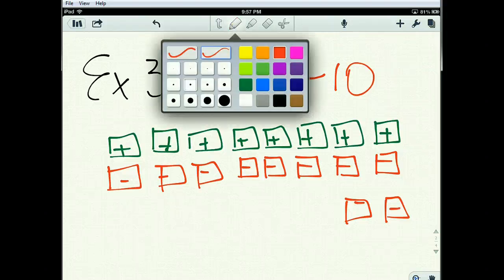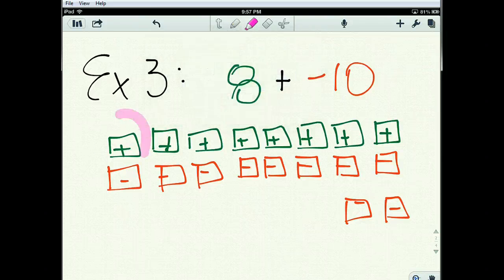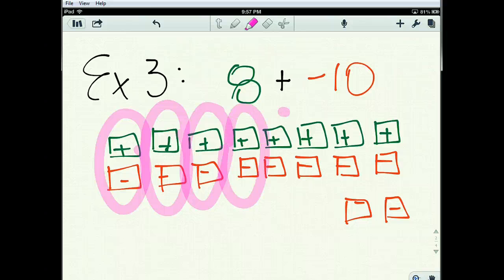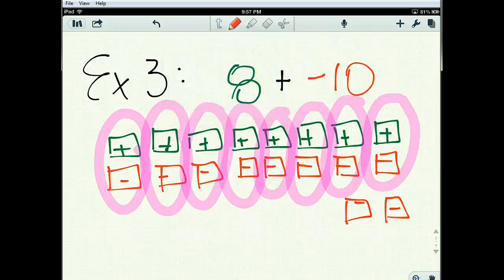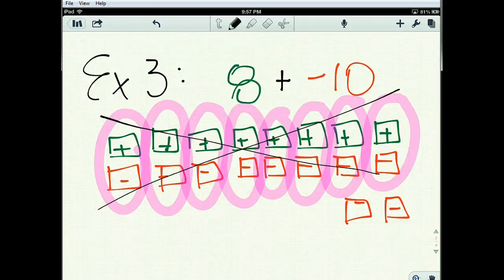So now I can start creating my 0 pairs. So I have 1 0 pair, 2, 3, 4, 5, 6, 7, a total of 8 0 pairs. And again, like I mentioned at the beginning, guys, all of these are worth nothing, so they're canceling out. I have 0 right there.